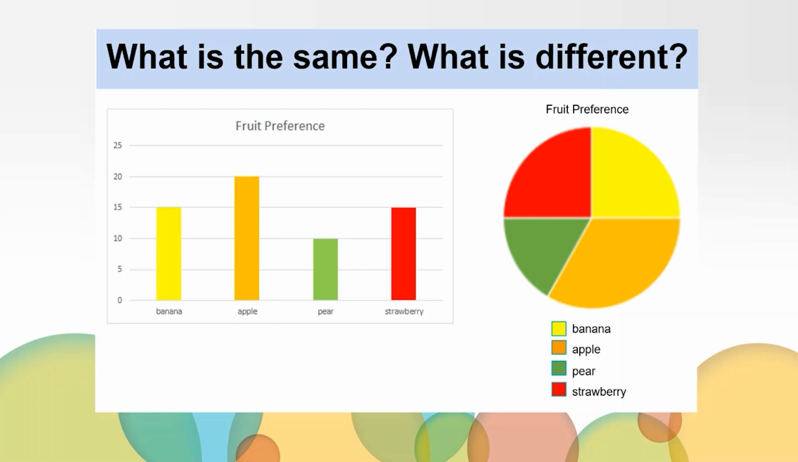You may have noticed that in both graphs, bananas and strawberries each got 15 votes. Or that apples were the most popular fruit in both. You may have noticed that it looks like it could be the same data, just shown in a different type of graph.